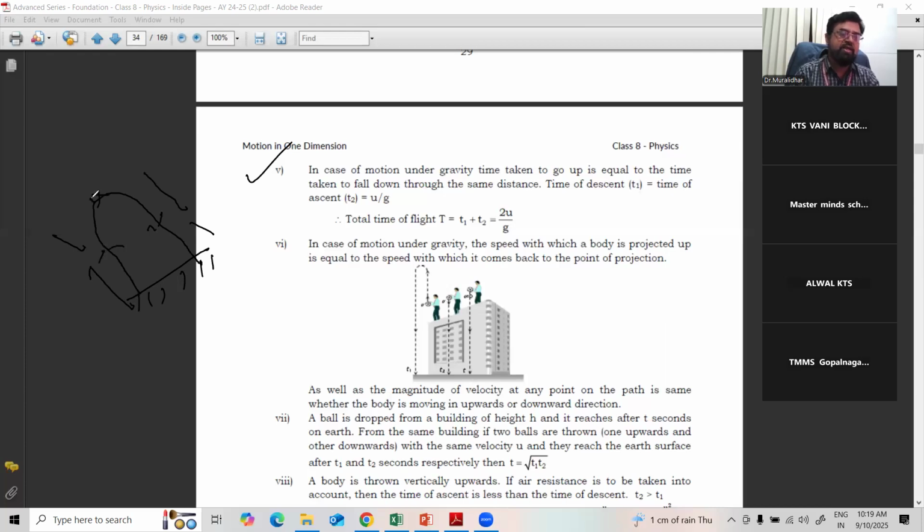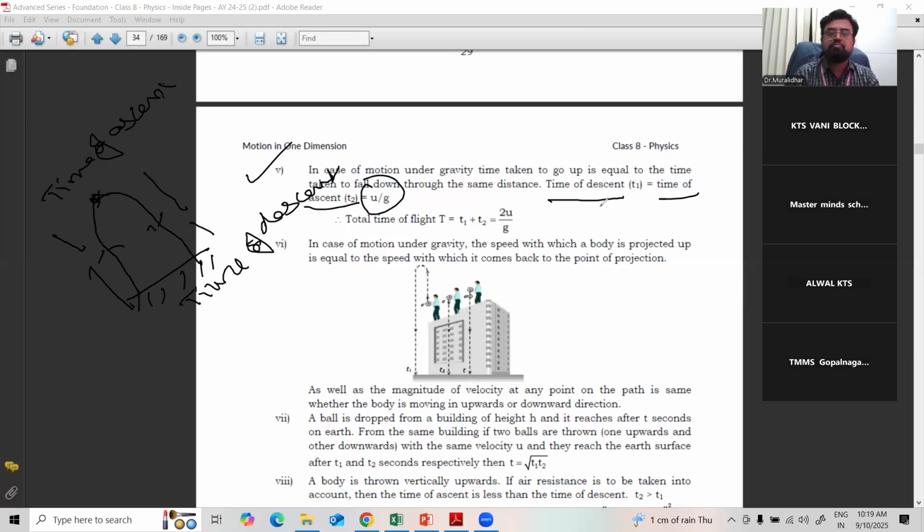So time taken to reach the highest point is called time of ascent. Time of ascent: time taken by a body to reach the highest point when you throw upwards. Okay. After reaching, what will it do? It will come back. The time taken to reach the ground is called time of descent. As the value of g is constant, the time of ascent is always equal to time of descent, which is given by the formula u by g.